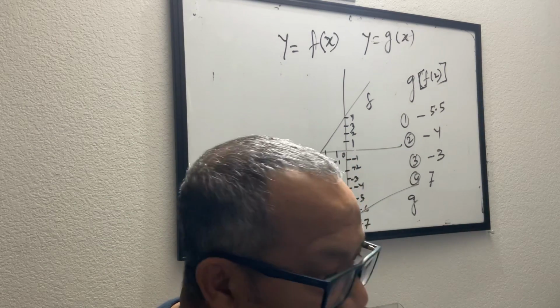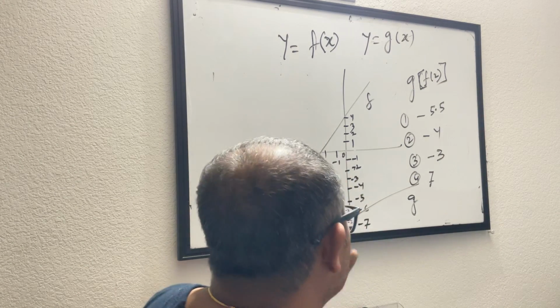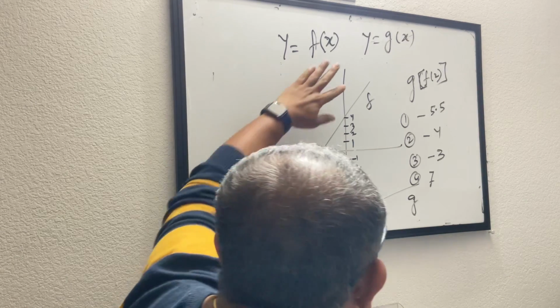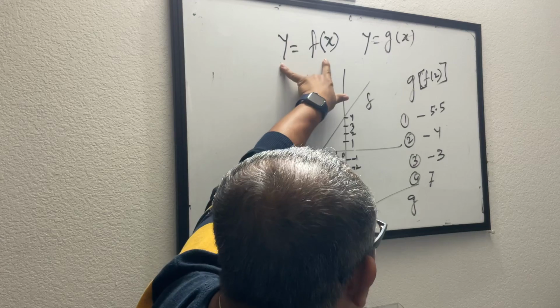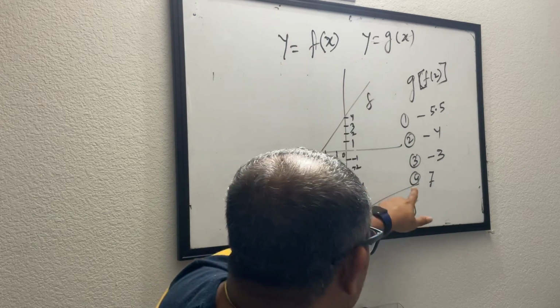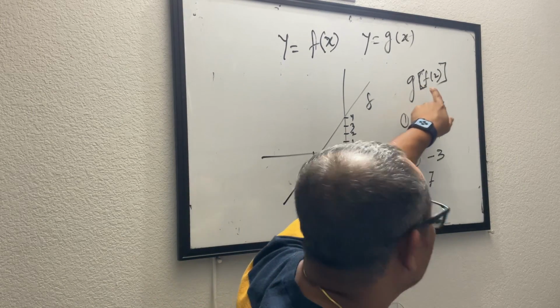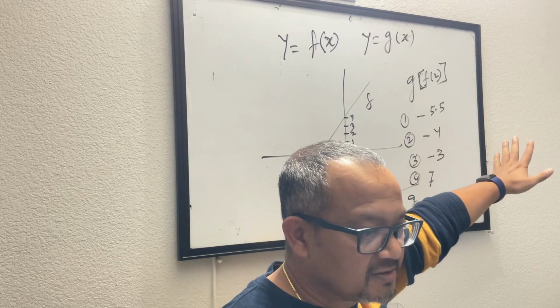Again, you guys know my drawing skills are not amazing. I have tried my best to copy from what we had in the question. So this is y equals f of x, this one is representing this function, and y equals g of x, this one is representing that function. We have been asked to find what is g of f of 2. Is everybody clear about the question? Yeah.